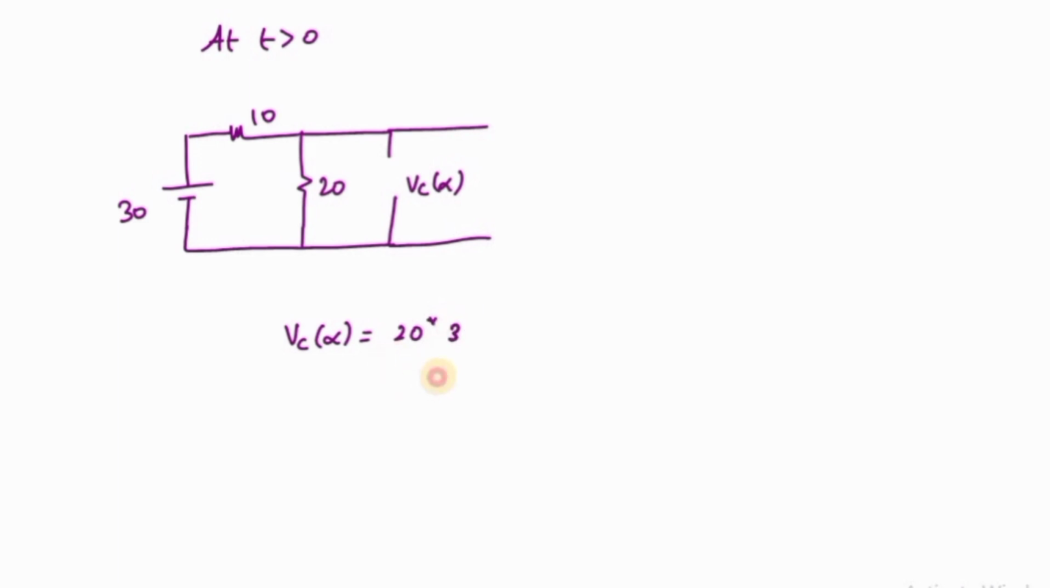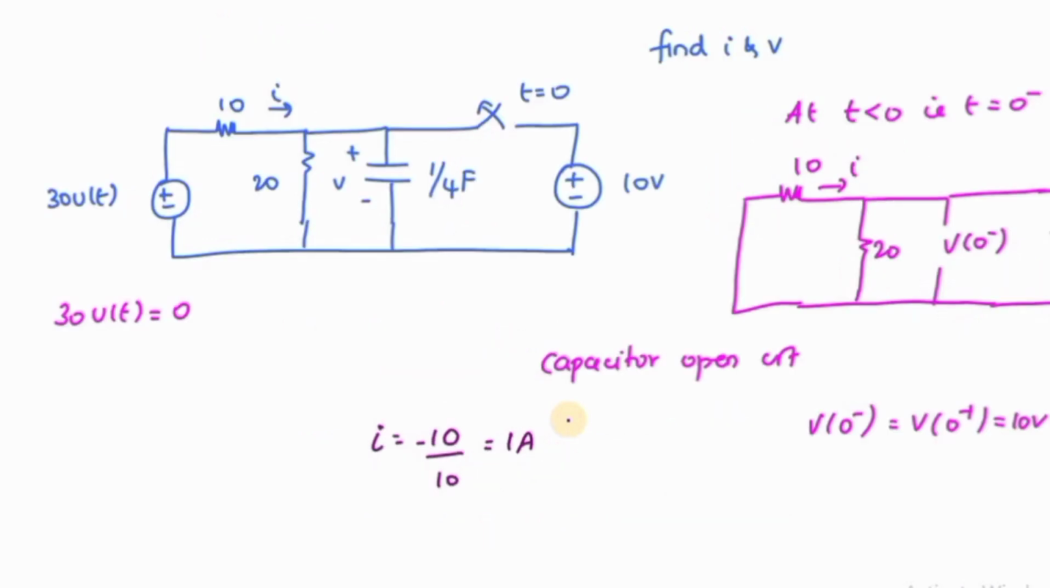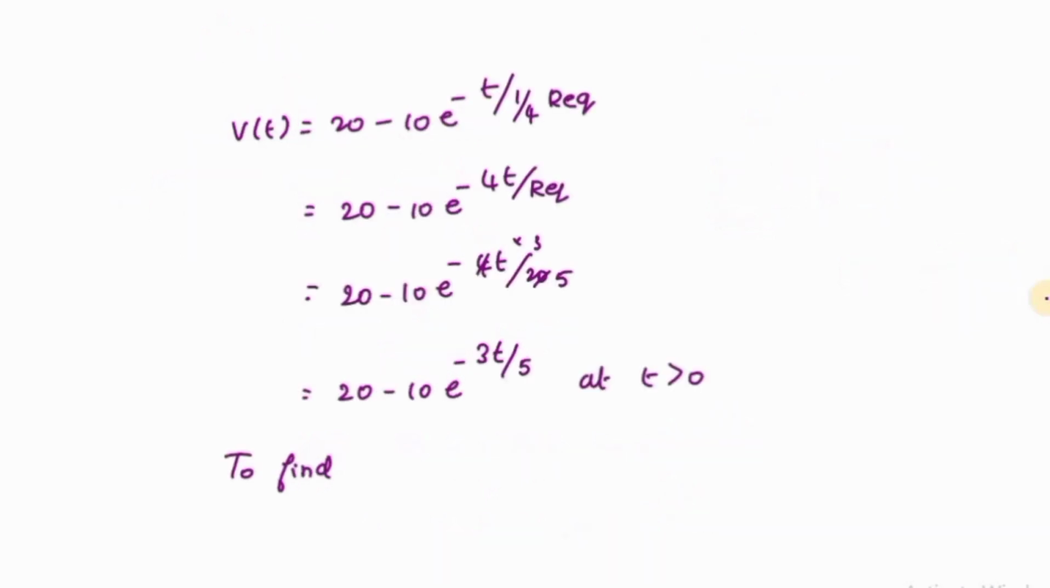So you substitute in this equation, right? V of t is equal to V infinity plus V naught minus V of infinity e power minus t divided by tau. So V of infinity is 20 and V of 0 is 10, which we have already found out, and tau is equal to R equivalent into C equivalent. To find R equivalent, you have to find R equivalent across the capacitance, right? And the voltage source must be short circuited. So 10 and 20 ohms are in parallel. So R equivalent is equal to 10 into 20 divided by 30, that is equal to 20 divided by 3. And C value we already know that is 1 divided by 4, right? So R equivalent and C equivalent we already found out.